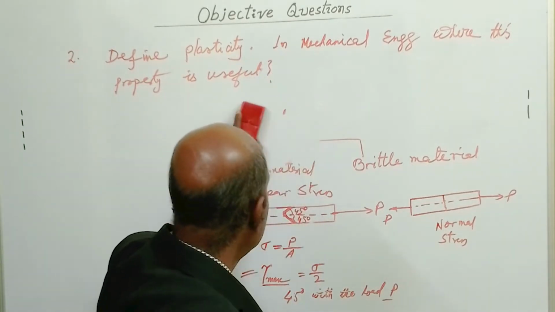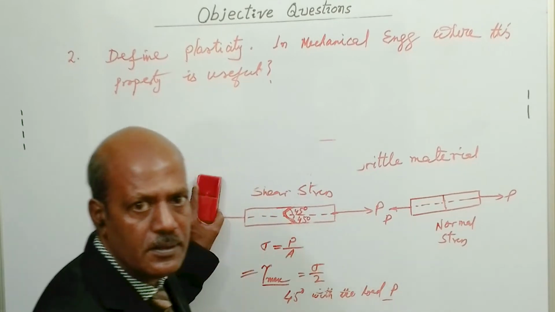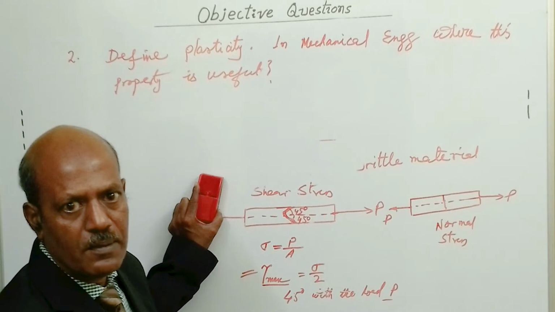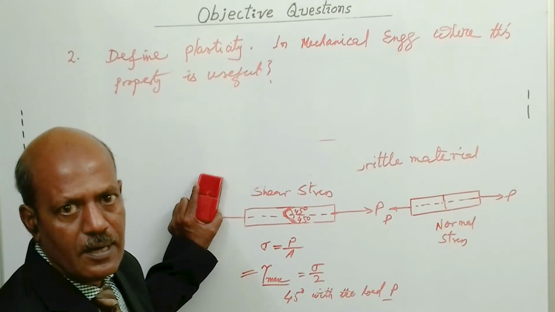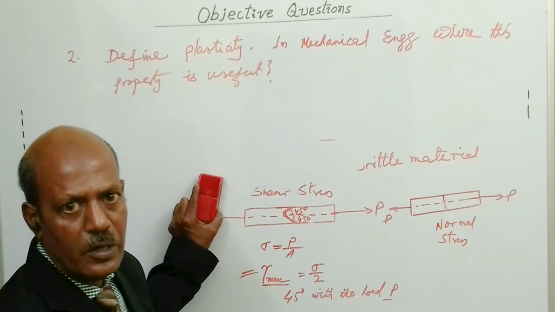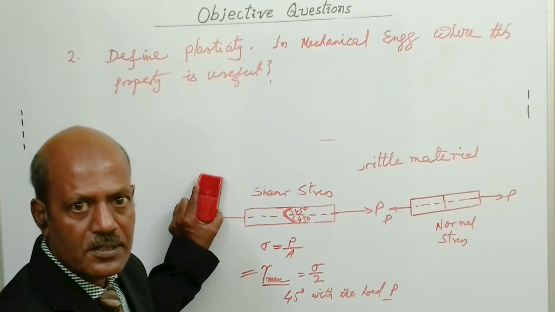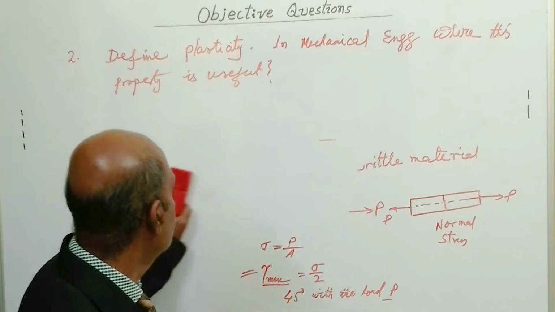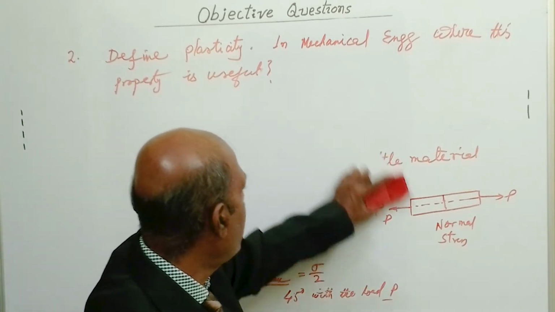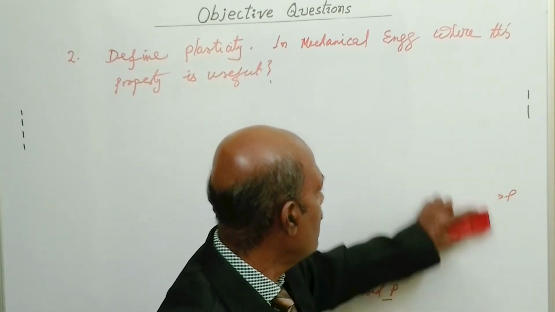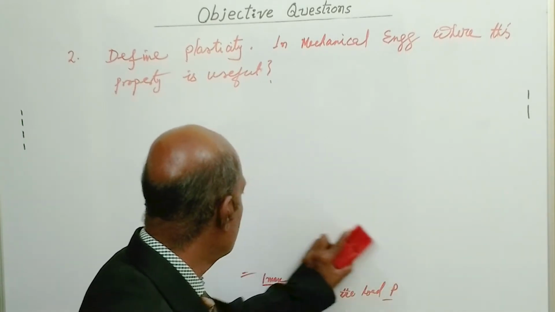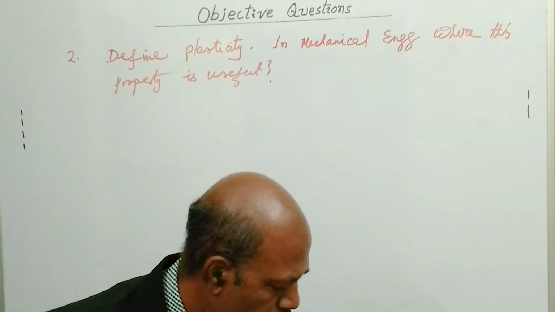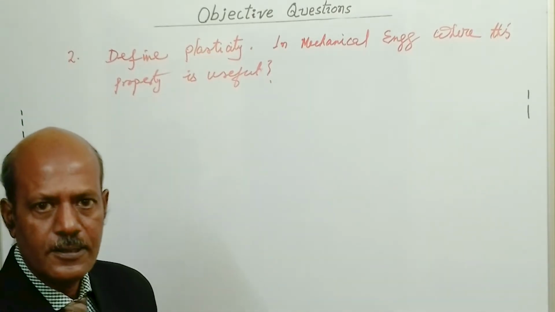Okay. So plasticity, as per its definition: whenever the load is removed and the body does not come back fully to its original shape and size, then the property is called plasticity. So it is the property by virtue of which the body will not come back to its original shape and size even after removal of the load, is known as plasticity.